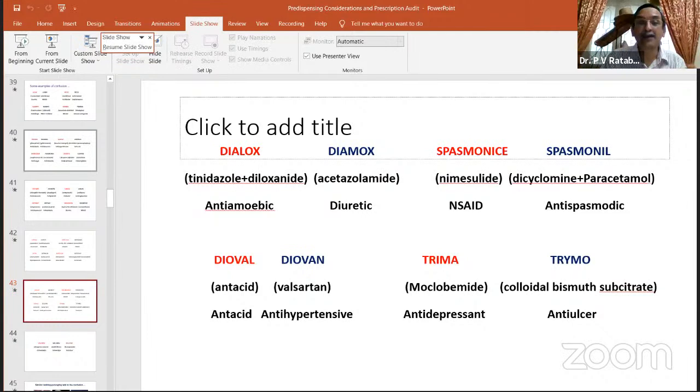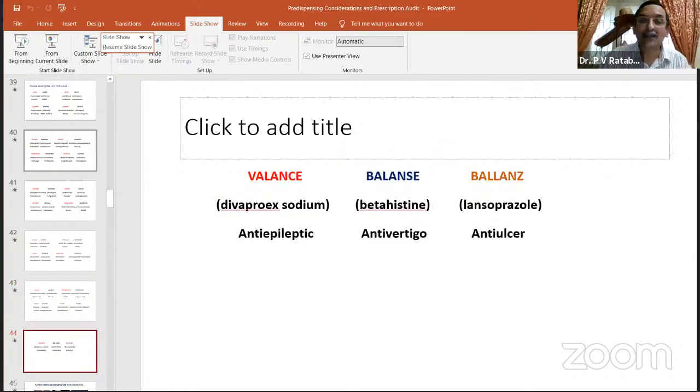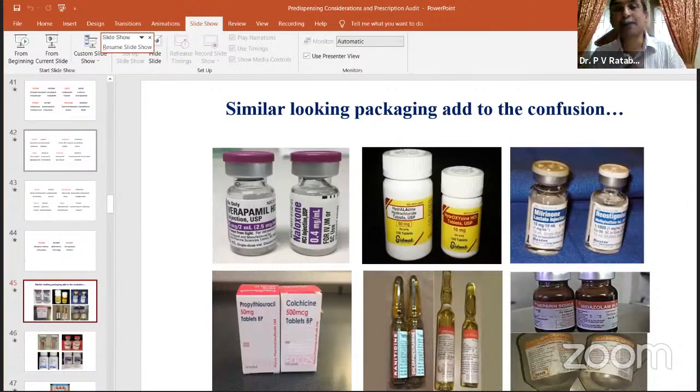Dioval, Diovan, Trima, Trimo. And look at this: Valance, Balance, Balance. One is anti-epileptic, second is anti-vertigo, and third is anti-ulcer. So please be careful when you dispense. Be careful of these look-alike, sound-alike names and similar looking packaging. You know, some pharmacies have the habit of putting medicines of one company together, and that itself can be problematic.